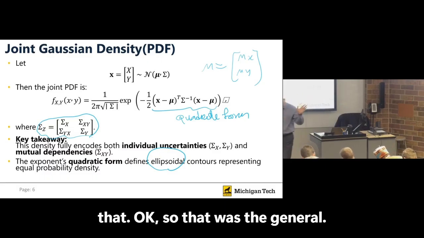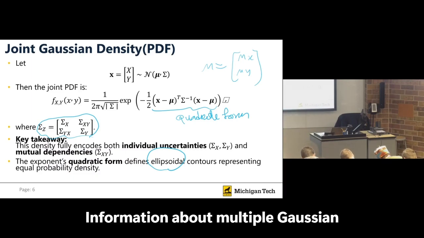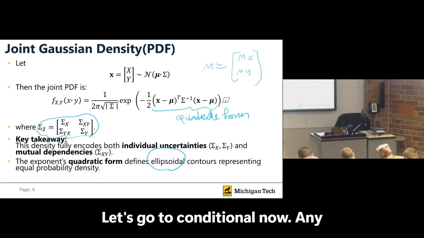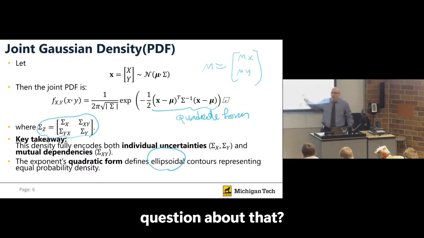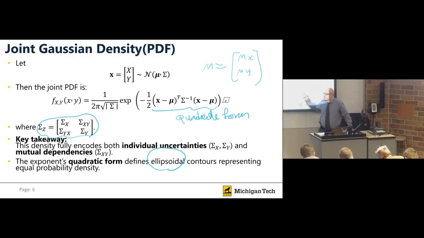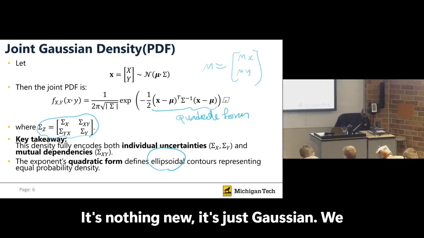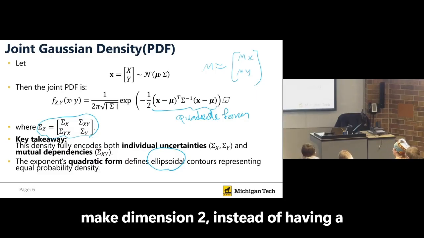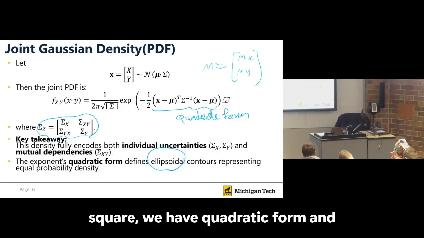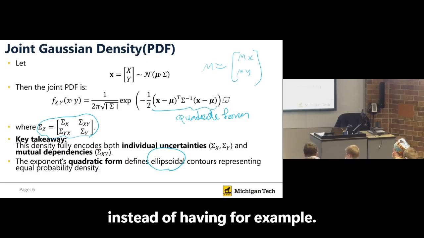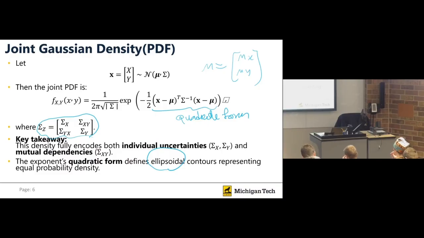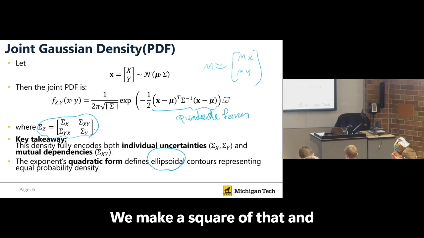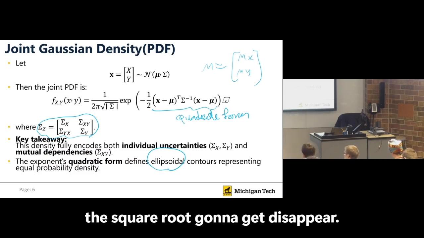Okay, so that was the general information about multiple Gaussian random variables. Okay, put that away. Let's go to conditional now. Any question about that? It's nothing new. It's just Gaussian. We just make it dimension 2. When we make dimension 2, instead of having a square, we have a quadratic form. And instead of having, for example, a square root of 2 pi, because it's 2, we take a square of that, and the square root is going to disappear.